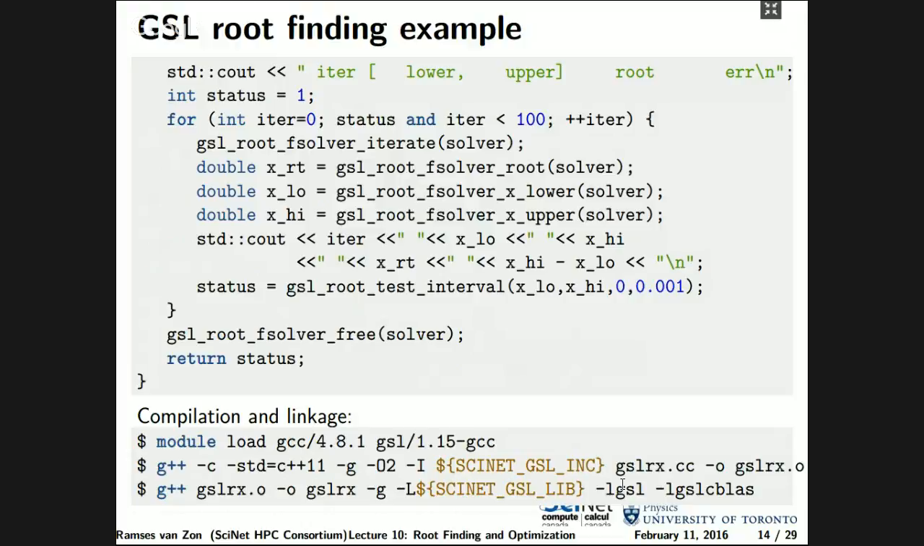Okay. Now, it turns out that the GSL library depends on another library called BLAS. So in this case, we have to link in gslcblas too. If you don't, you'll get all kinds of undefined variables or undefined references. This is how you link with it.